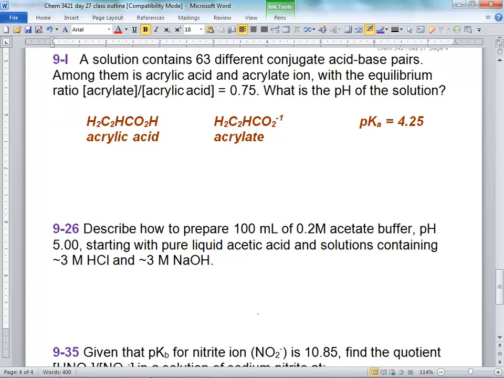So here's some questions. Solution contains 63 different conjugate acid-base pairs, 63 different weak acids. Among them is acrylic acid and the acrylate ion with the equilibrium ratio acrylate over acrylic acid 0.75. What is the pH of the solution? What are they trying to get across with this question? Seems to me there's 63 Henderson-Hasselbalch equations you could write, right? But will they all have the same pH? Yeah, it's one solution.